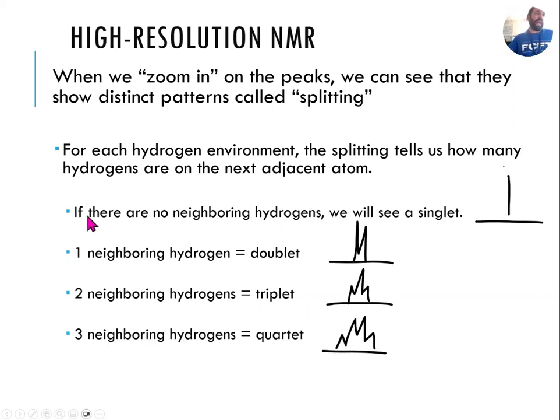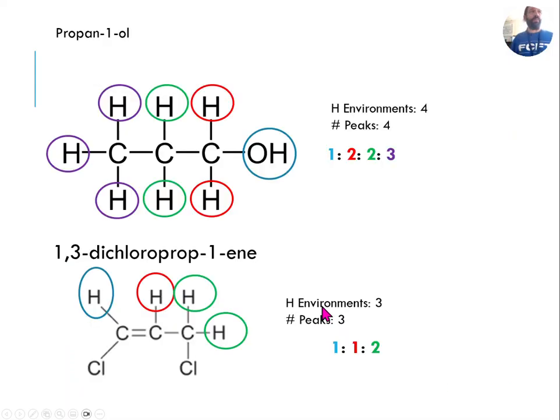So what do I mean by that? If the peak is a singlet, it's just a single line, no splitting in it. If it's a doublet, the peak is split into 2 points. If it's a triplet, it's split into 3. And if it's a quartet, it's split into 4. Anything with more splitting than a quartet, we can just call complex.